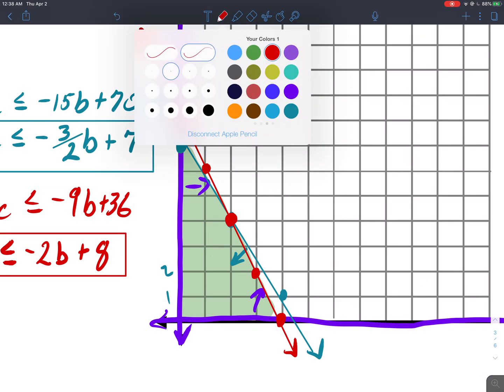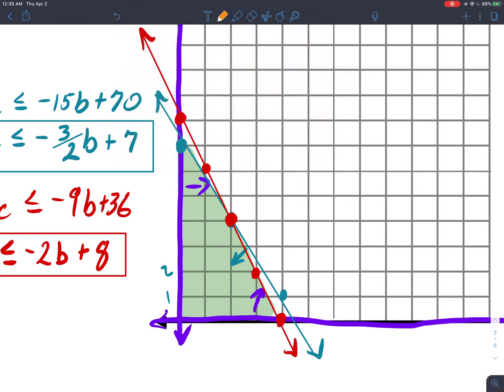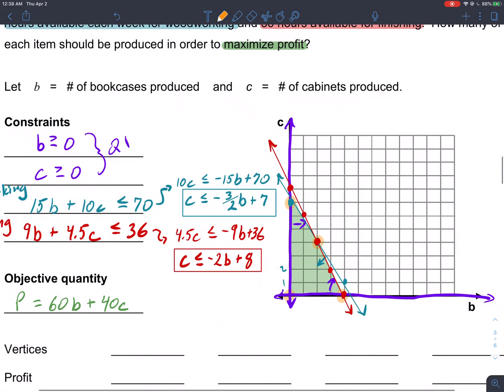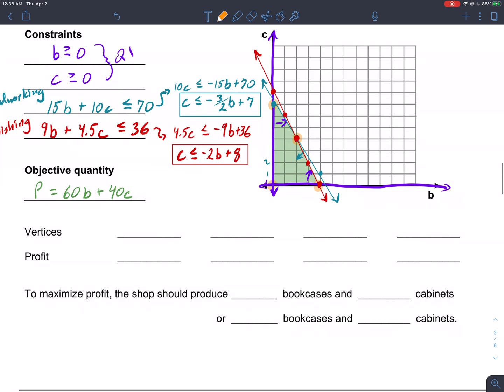And my vertices are, actually let me do highlighting here, are here, here, here, and then of course at 0, 0. All right? So those 4 orange highlighted pieces are my 4 vertices. Obviously 0, 0 is one, but since we're trying to maximize, 0, 0 is worthless. I know that's not going to be the value.